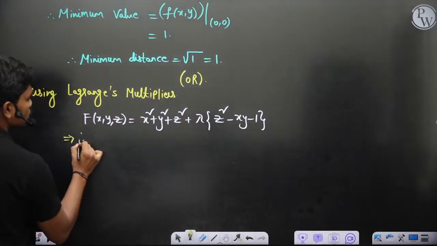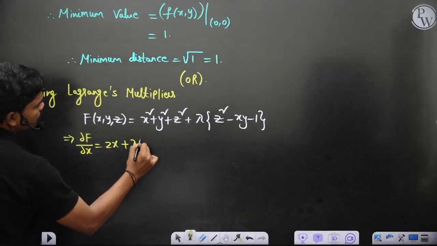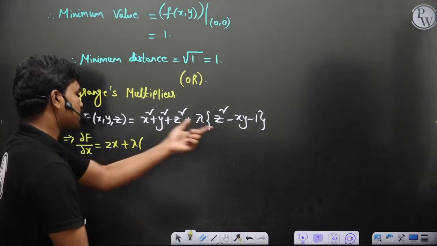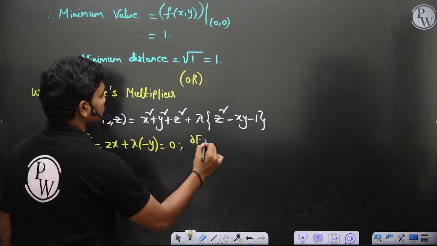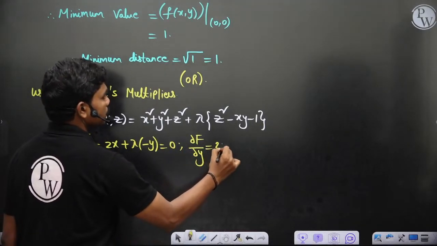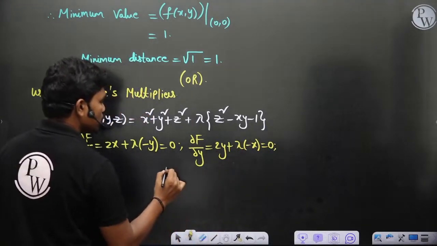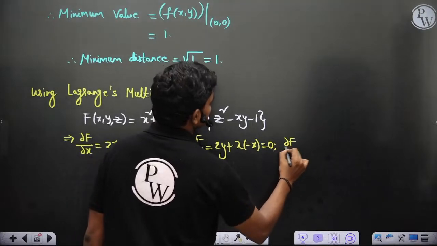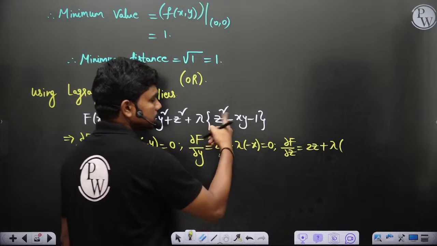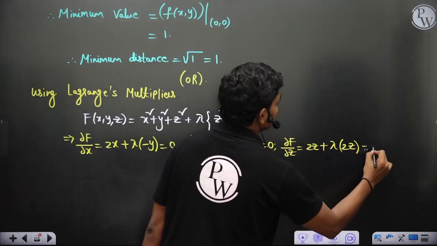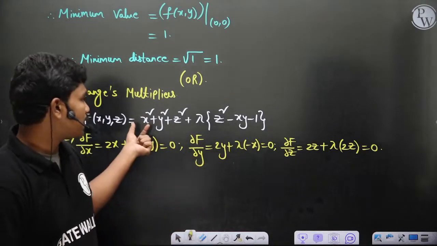So this implies dou f by dou x is equal to 2x plus lambda into, if you differentiate this with respect to x partially, you would get minus y, equal to 0. Then dou f by dou y is equal to 2y plus lambda into minus x, equal to 0. And dou f by dou z is equal to 2z plus lambda times the differentiation of this, which is again 2z, equal to 0. So these are the three equations which you get from the function capital F of x, y, z.